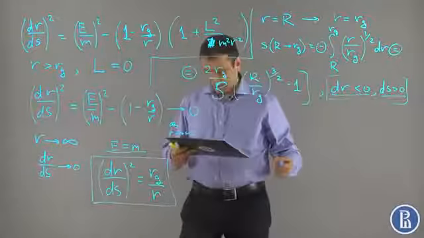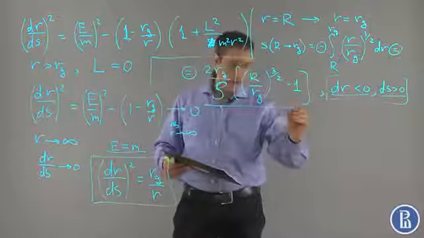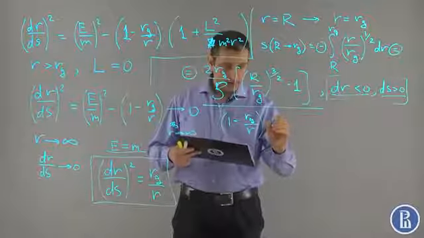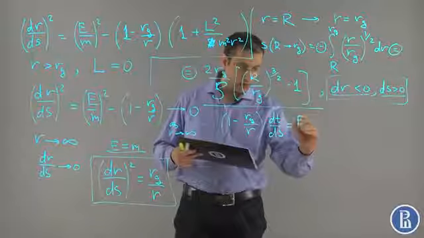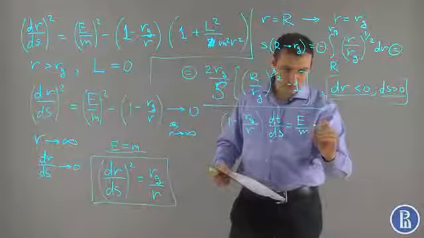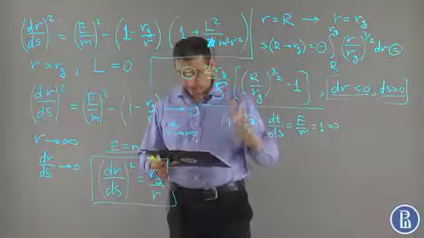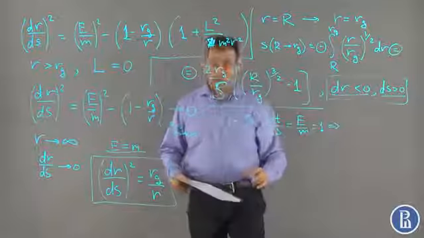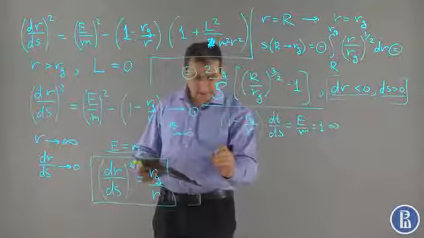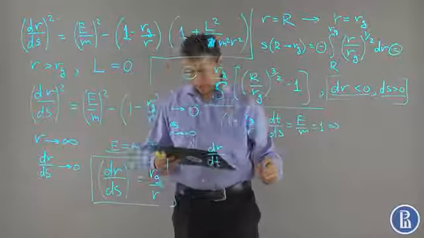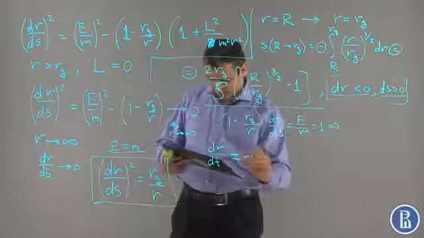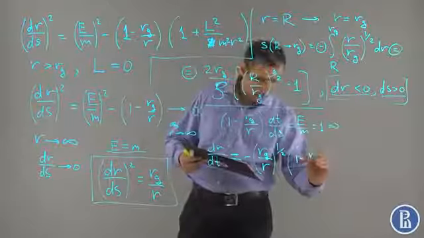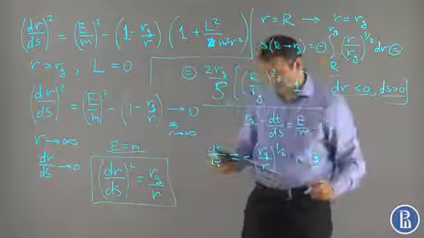At the same time, remember that we have the conservation law (1 − r_g/r) dt/ds = E/m. In our case, this is 1. So we have a relation between coordinate time and the proper time in the Schwarzschild spacetime. Using this and this, we can find that dr/dt is equal to minus (r_g/r)^(1/2)(1 − r_g/r). The minus sign again is there for the same reason.